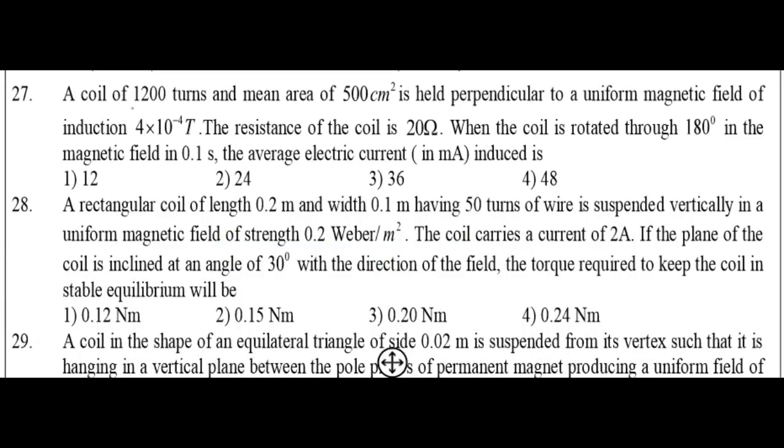A coil of 1200 turns, mean area 500 centimeters square, is held perpendicular to a uniform magnetic field of induction 4 × 10 power minus 4 Tesla. The resistance of the coil is 20 ohm. When the coil is rotated through an angle 180 degrees in the magnetic field in 0.1 second, the average electric current induced is.